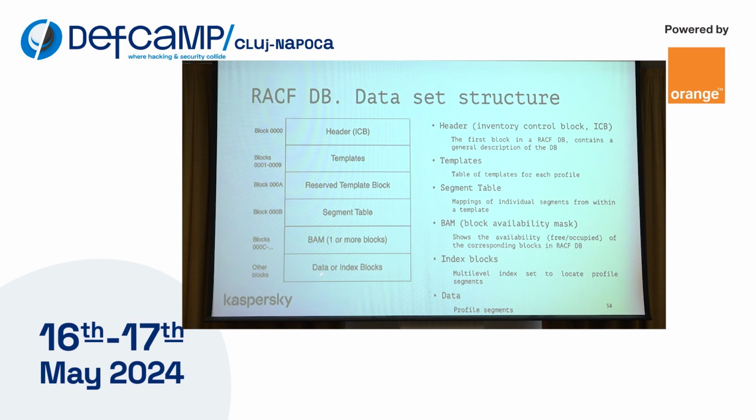The next interesting structure is the index blocks. Index blocks contain information about all profiles. It's a one-way list with pointers to all profiles of any type in the current RACF database. The last interesting structure is the template.